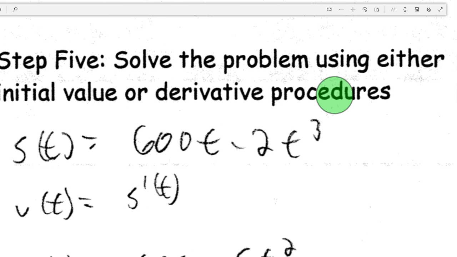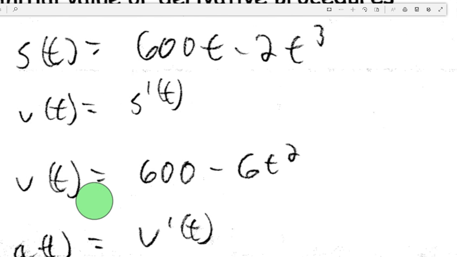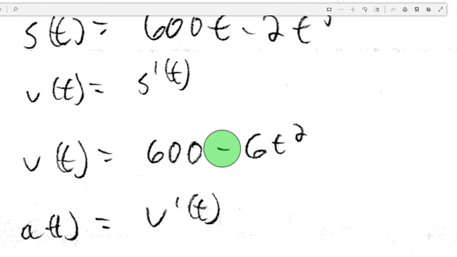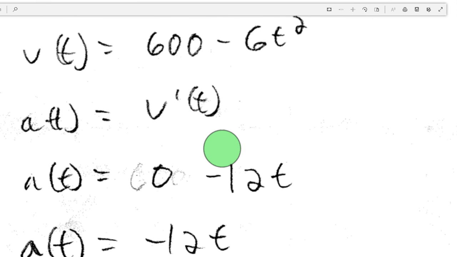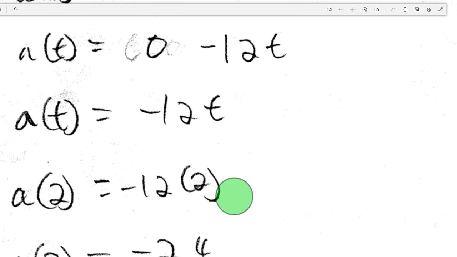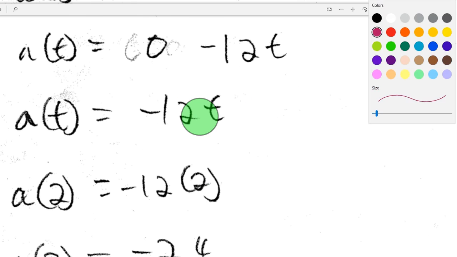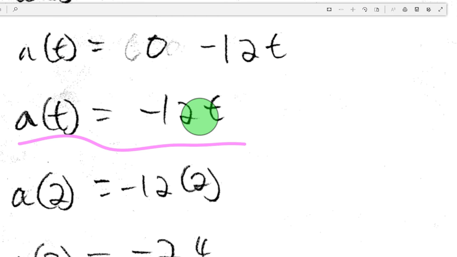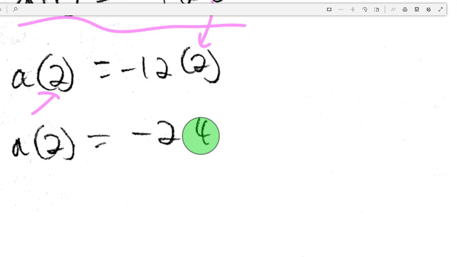Step 5 is to solve the problem using either initial value or derivative procedures. So in this case, we'll be taking the derivative twice. So velocity is the first derivative, which we've already done in the previous example. The second derivative would give you acceleration. So if you notice, the derivative of 600 is 0. The derivative of negative 6t squared is negative 12t. So therefore, our acceleration equation, let's use pink for that, is negative 12t. And since we want to figure out a of 2, we will simply plug in 2 for t. And that tells us that our acceleration is negative 24 at time t equals 2.